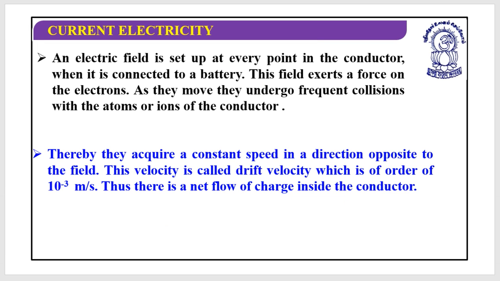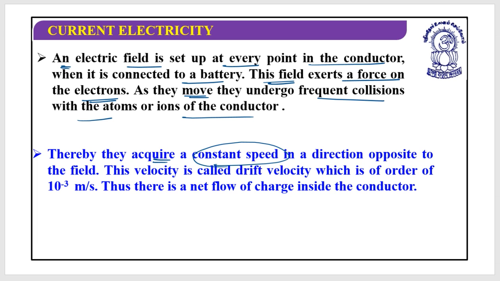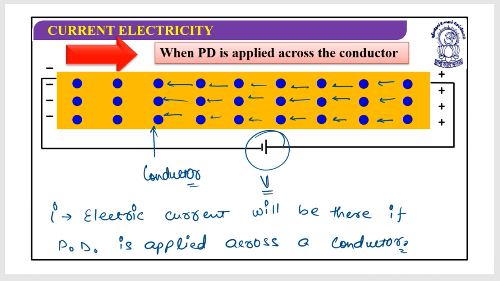Correct. Next, an electric field is set up at every point in the conductor when it is connected to a battery, and this field exerts a force on the electrons. As they move, they undergo frequent collisions with the atoms or ions of the conductor. Thereby, they acquire a constant speed in a direction opposite to the field, and this velocity is called the drift velocity.